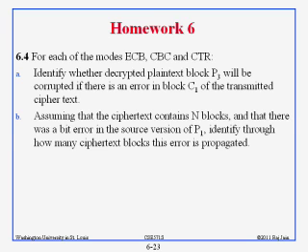Now, assuming that the ciphertext contains n blocks and there was a bit error in the source version of P1. Now this is different. Here the bit error was in the network transmission. Here the bit error was inside the computer. Before the plain text came about, 1 bit was wrong. Right? Identify how many ciphertext blocks this error will change. Okay, the problem is clear. You just have to see how the errors are propagated.